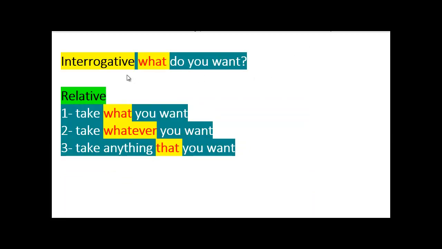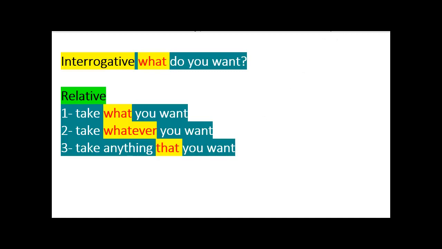Here's an example of interrogative for what: so what do you want? That's a direct question, interrogative. Now, as a relative, take what you want. You're talking about what you take. Or take whatever you want. You can replace what sometimes with that: take anything that you want. Sometimes you can use that instead of what, but not in direct questions.